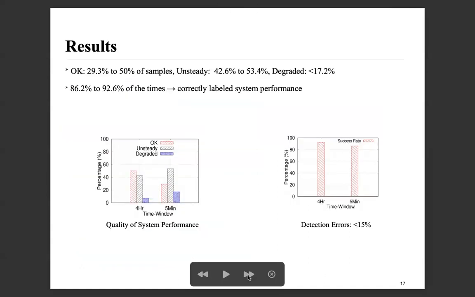So overall, our approach can correctly identify performance quality for 86.2 to 92.6% of the cases, out of which less than 17.2% are degraded, 42.6 to 53.4% are unsteady, and the rest are steady, that is okay. We consider two time scales or granularity of the time window to see how our approach evaluates, and the overall detection errors are less than 15%.